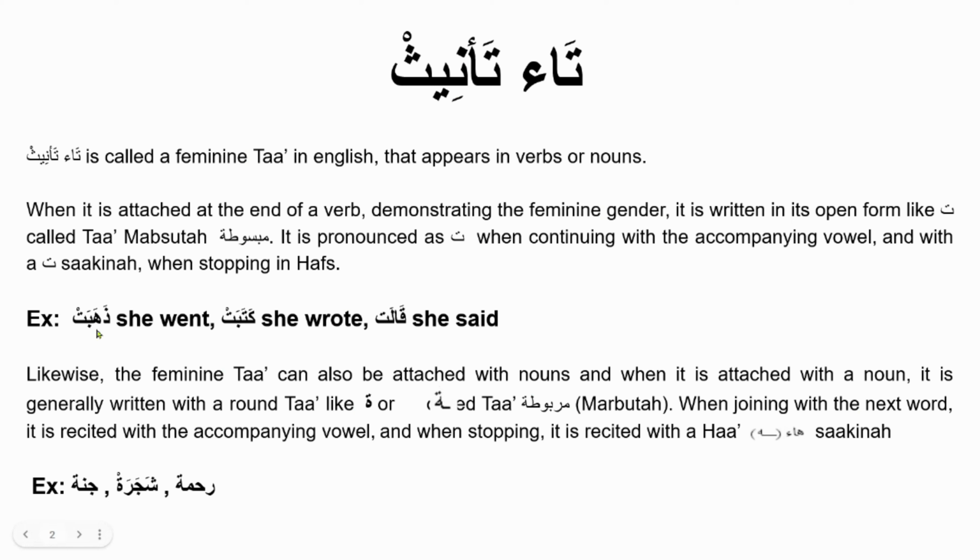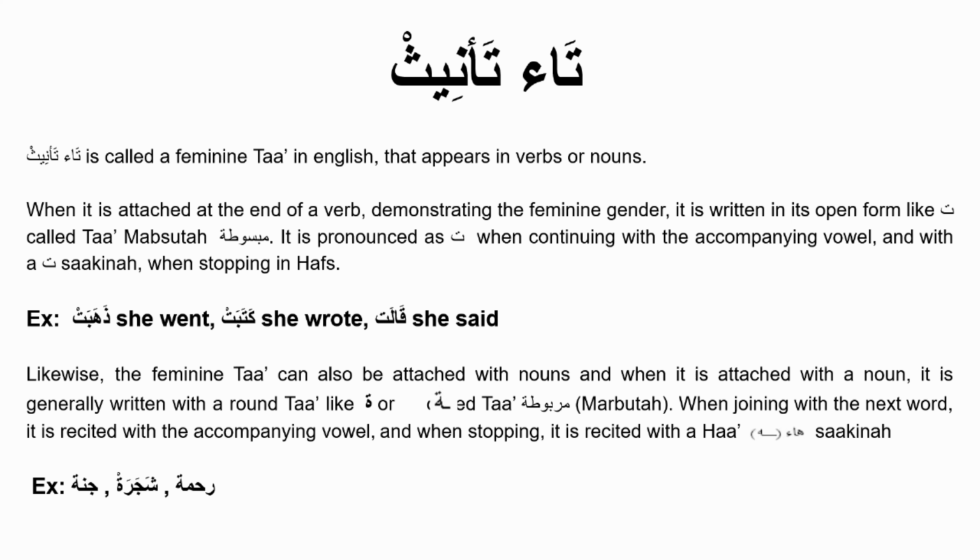Dhahabat, which means she went. Another example, katabat, she wrote. Another one, qalat, she said. You can see here that the ta at the end of the verbs is written as a flat ta, like this here in dhahabat, and this ta indicates that the subject here is feminine.